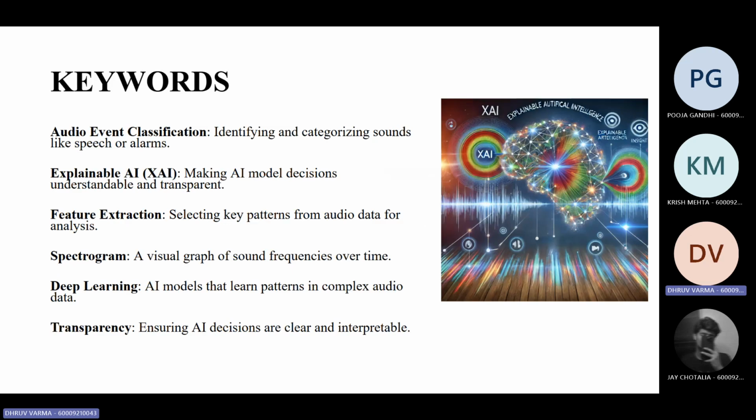Moving ahead, as I explained, we have audio event classification and explainable AI. Other related keywords you would see further are feature extraction, where we select key patterns from audio data for analysis, and spectrogram, which is a visual graph representation of a particular audio file. Apart from that, we are also using deep learning models, and there should be transparency in ensuring that AI decisions are clear and interpretable.